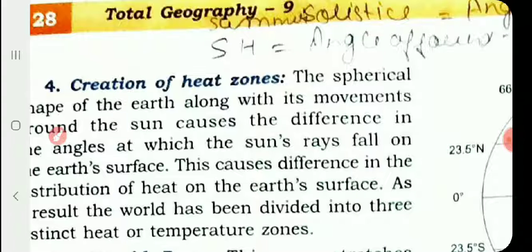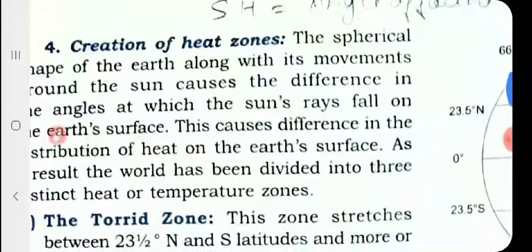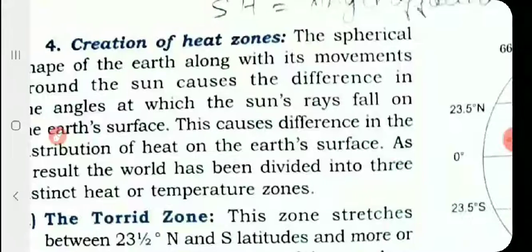We are continuing forward. There is the creation of heat zones as an effect of revolution. We have already discussed in the previous class which are the major heat zones and what the effects of heat zones are on the surface of the earth.